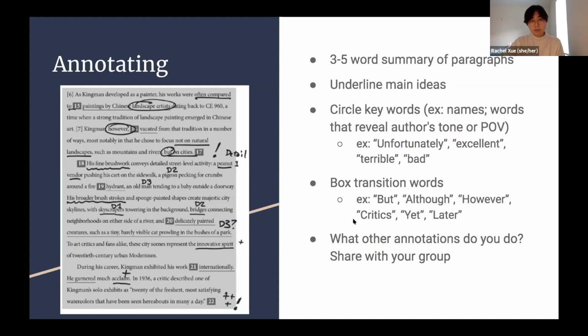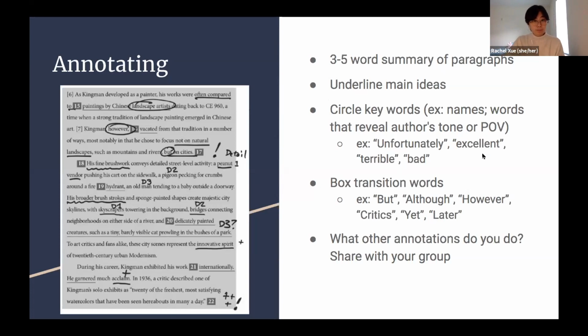I also put the word critics because there are a lot of passages on the SAT that have a paragraph about what critics say, and so it's really good to indicate that paragraph. Oh, and this is really important, writing summaries of the paragraphs, because sometimes these passages get pretty long and you forget what you read as you keep reading. So after you read a paragraph or a couple paragraphs, writing just a really short summary about what that paragraph was about is really helpful.